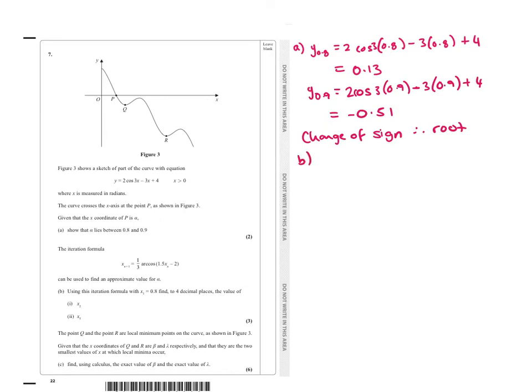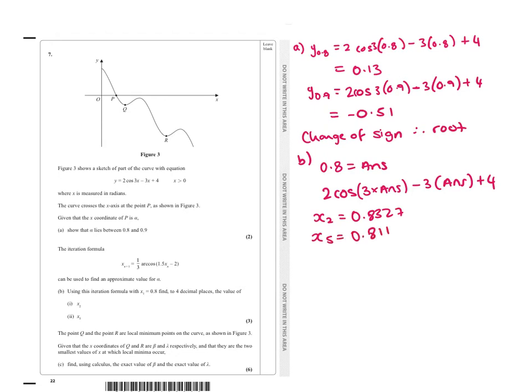So, for part B, I'm literally going to put into my calculator 0.8 equals ans. Okay? I'm then going to put in 2 cos 3 times ans minus 3 lots of ans plus 4. That's going to make it so much easier when I'm trying to find the iteration formula. And then if I do it once, I'm going to get 0.8327. Then if I keep pressing equals, 0.8110, and make sure that you do it to 4 decimal places.